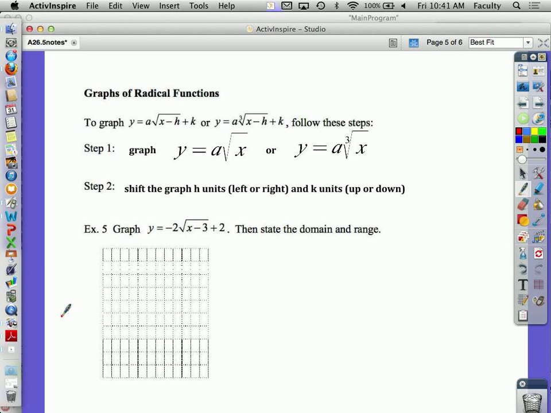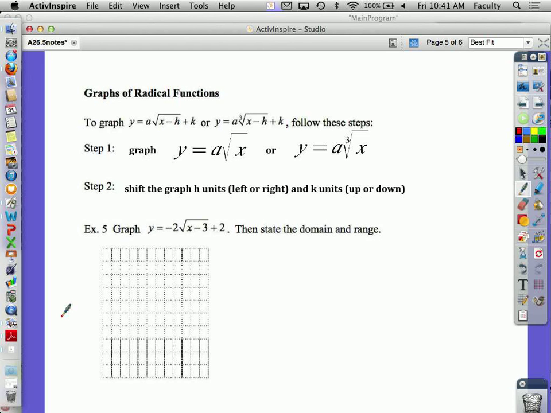So when I look at example 5, this is going to be a shift right 3, up 2. Now I've got a vertical stretch and a reflection, but I already know all this. I'm just doing it now to a square root function, okay? All right, so step 1, you're going to ignore the H and the K, and you're going to graph either y equals square root x or y equals cube root x. Step 2, then you're going to shift the graph h units left or right and k units up or down.